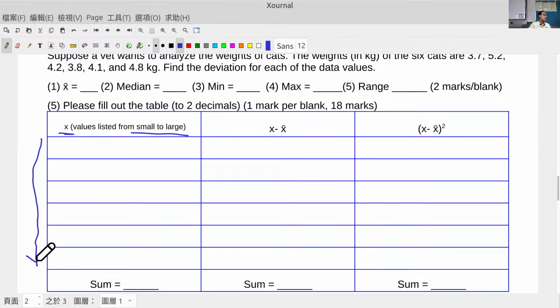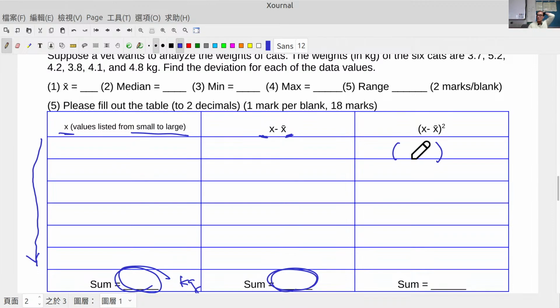From small to big, please write it down. And what's the sum? You don't need to write down the unit, kilograms. Then X minus average. What's the answer? X minus average. And where is the sum? And then here, the square of the X minus X, the average.